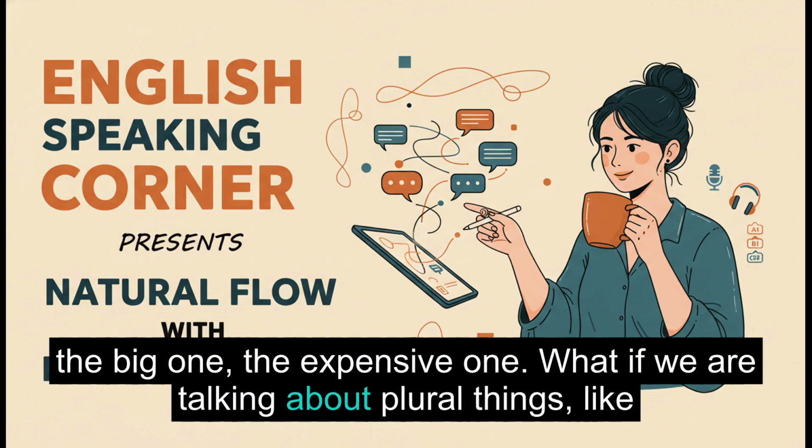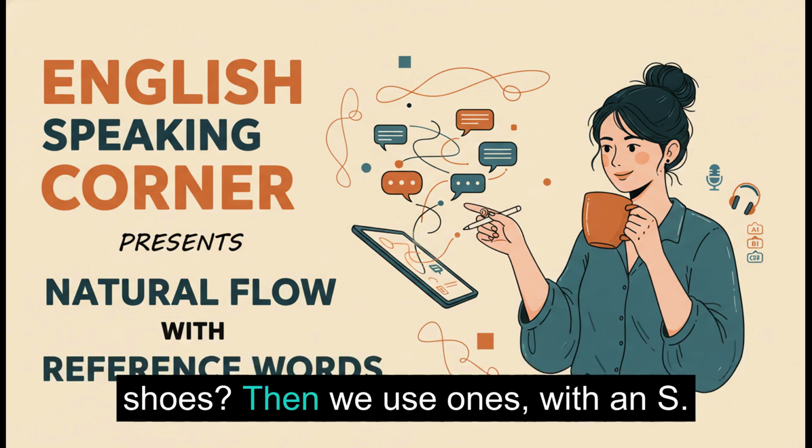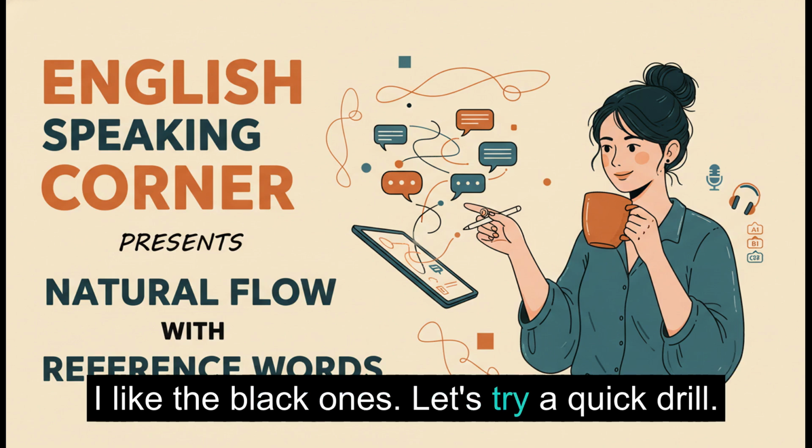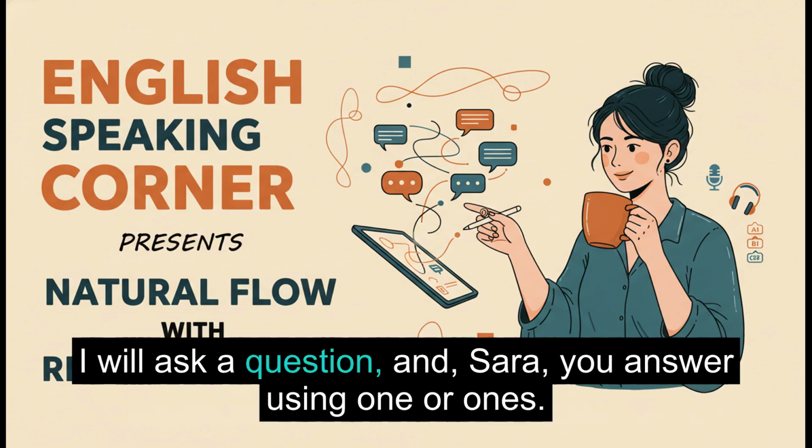What if we are talking about plural things, like shoes? Then we use ones with an S. I like the black ones. Let's try a quick drill. I will ask a question, and Sarah, you answer using one or ones.